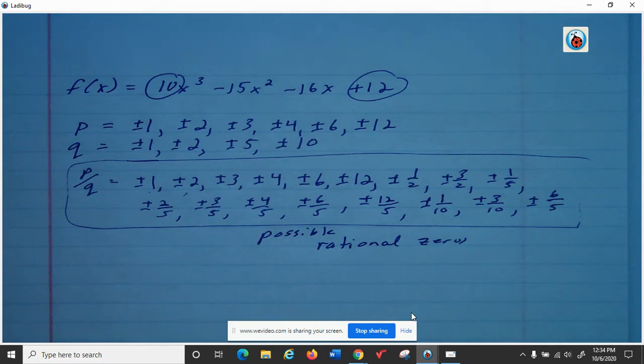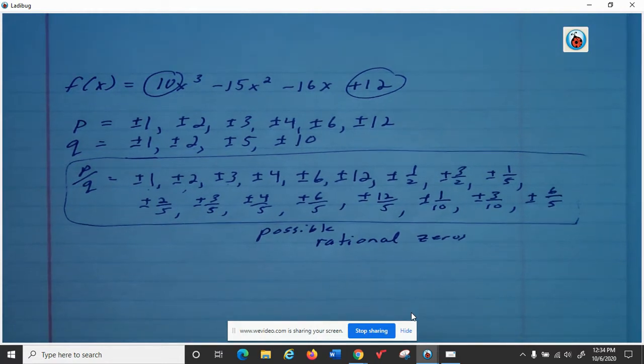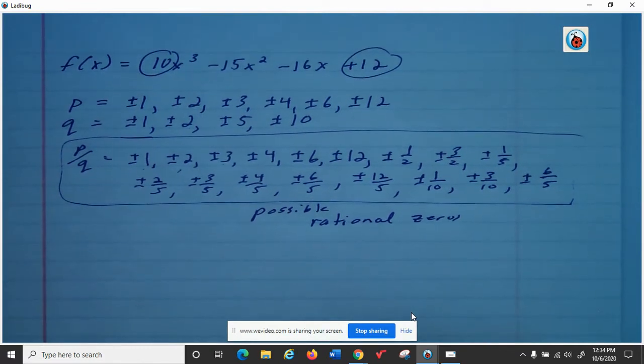This video will be a continuation of what we just did. We just did the rational zero test, and you're seeing the last problem that we did. Now I'm going to take this information that I got using the rational zero test, and I'm going to try and find all of the possible roots of that particular polynomial function.